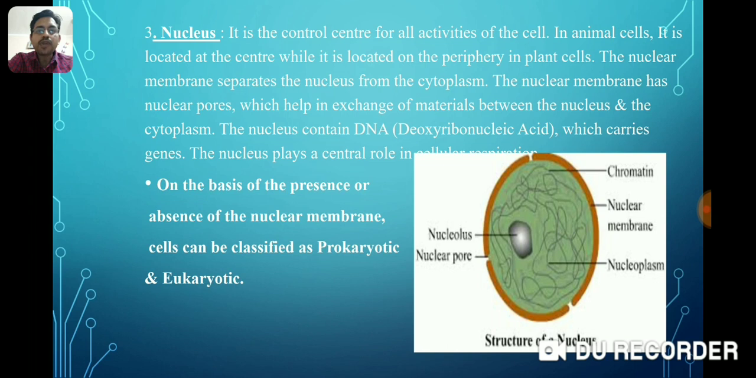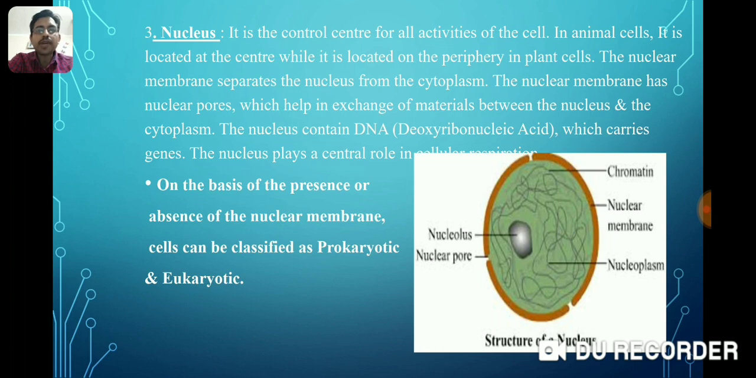This type of nucleus is found in eukaryotic cells. It is called a well-defined nucleus. One more special thing is visible inside the nucleus, that is called nucleolus. Nucleolus is the factory of ribosomes. On the basis of presence or absence of nuclear membrane, the cells can be classified as prokaryotic and eukaryotic. Pro means primitive, karyon means nucleus. Eu means advanced and karyon means nucleus.